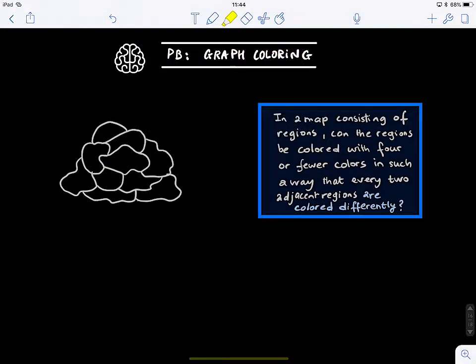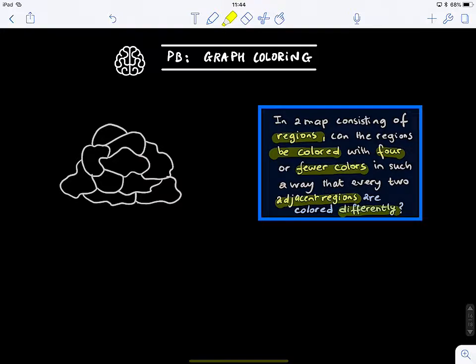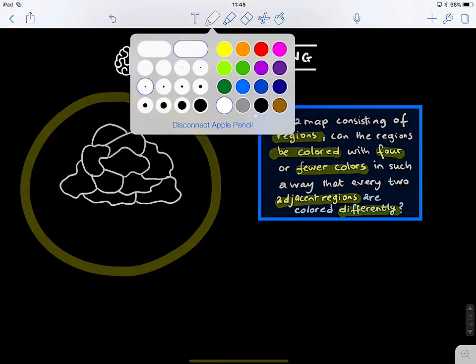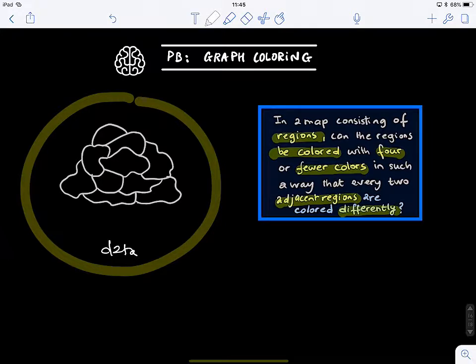In a map consisting of regions, can the regions be colored with 4 or fewer colors in such a way that every 2 adjacent regions are colored differently? So I will not give you the solution. There is no obvious solution to this one, but I would like you guys to think about how can we tackle this problem. Actually, the first one, how can we represent this as a graph? How can you build the graph? After you build your graph, you represent this data, these sets of regions, as a graph. Then the next question, how are you going to solve this problem using graphs?